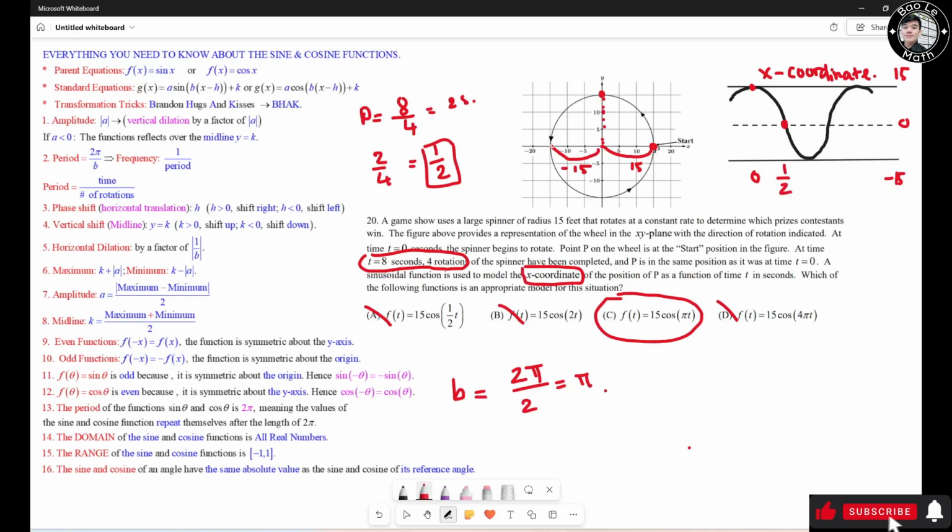Now, if point P goes over here, right? So time t should be 1/2 plus 1/2. It's going to be 1, right? So it could be 1 second, right? So 1 second should be right here.